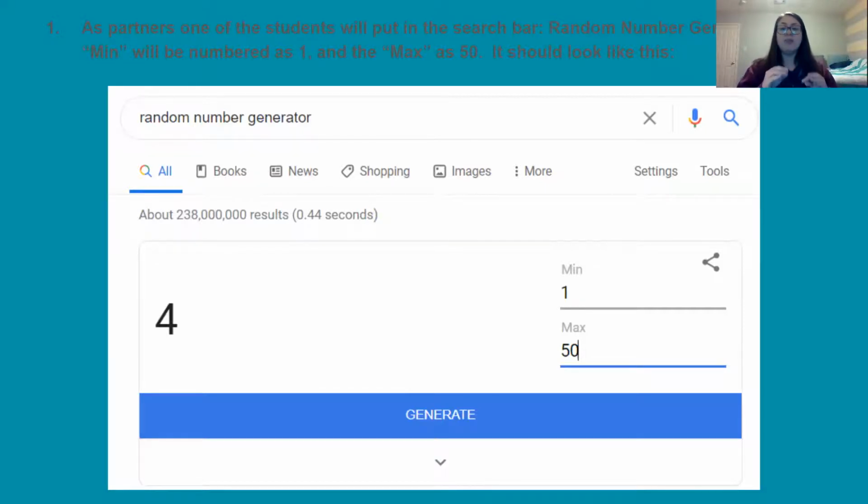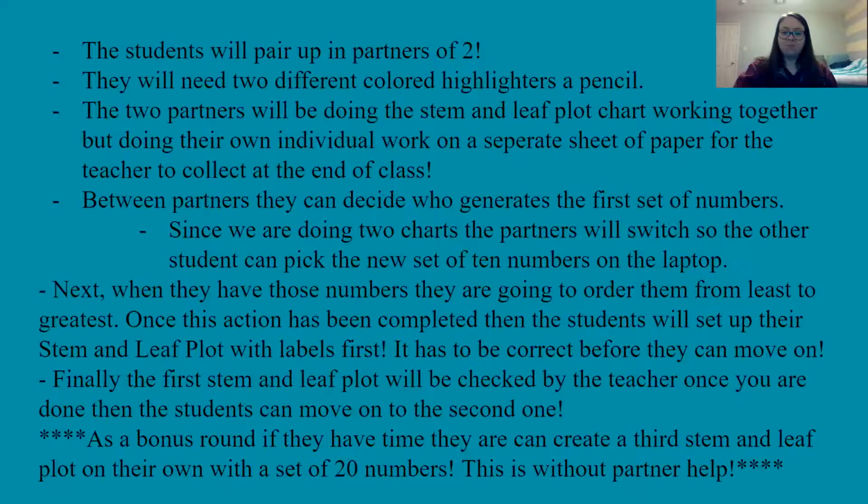If it's not 1, they need to change it to 1, because that's the least number that they would have digitally randomized for them. And then the max would be 50. I want them only to go to 50. I don't want to overwhelm them with 1 to like 99. So they would generate those numbers randomly once they get their laptop.